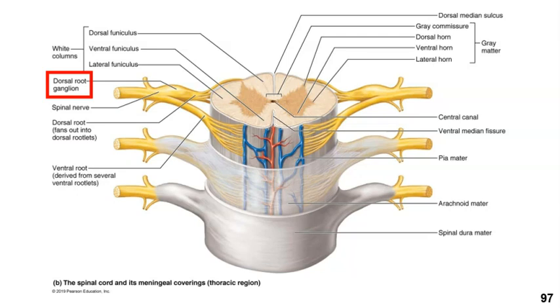The dorsal root ganglion is a structure that appears as an enlargement in the dorsal root. This structure contains the cell bodies of sensory neurons whose axons are entering the spinal cord and making synapses with the integration neurons that are located in the horns of the gray matter.